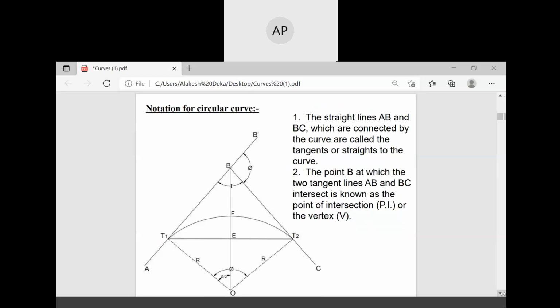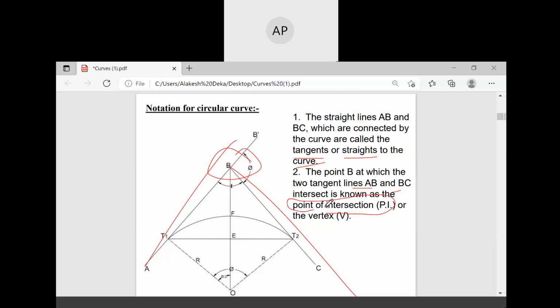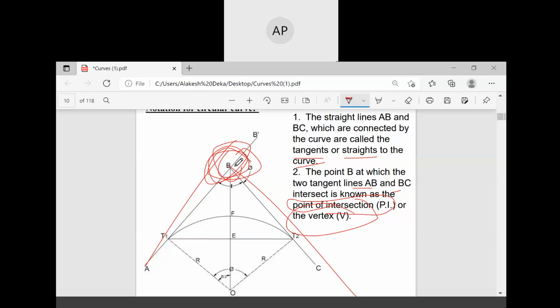Nomenclature of circular curve. The straight lines AB and BC are connected by the curve. The straight lines are called the tangents or straights of the curve. The point B at which the two tangent lines AB and BC intersect is known as the point of intersection or the vertex B, where the two tangents meet.